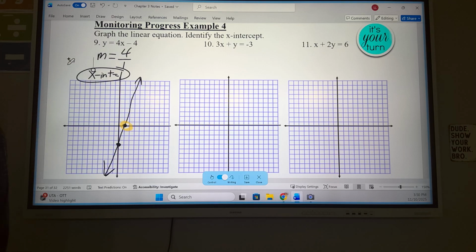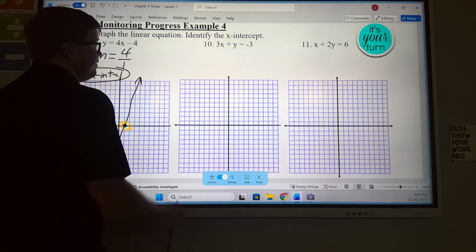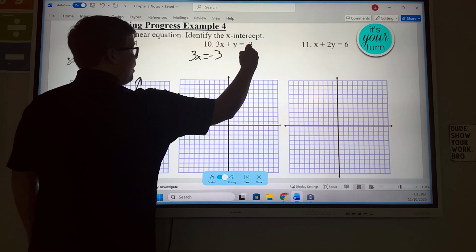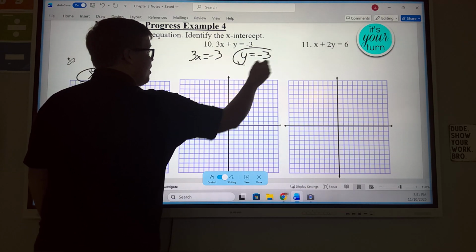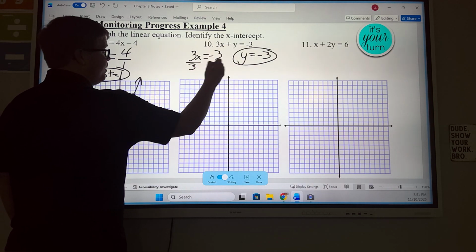Now we go to 10. We have two options. We either do slope-intercept form or standard form. I'm going to do standard form just because I see this y by itself. I know that if I split them up into 3x equals -3 and y equals -3, I know that we already have our y-intercept. And to find our x-intercept, all we have to do is divide by 3.